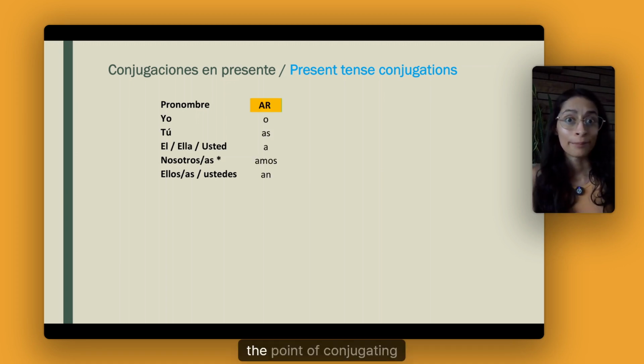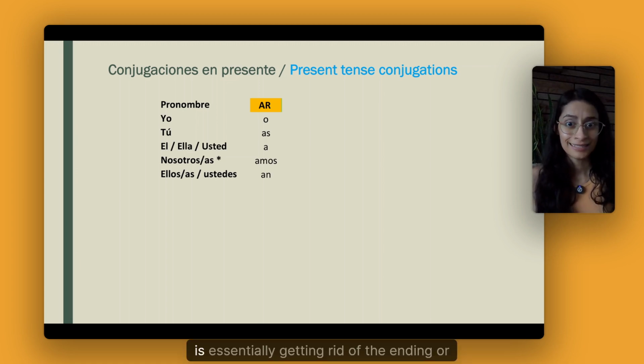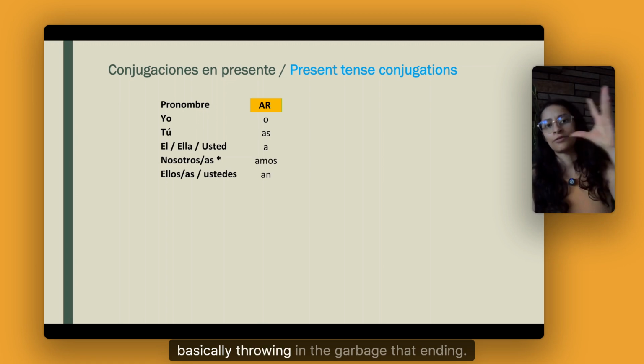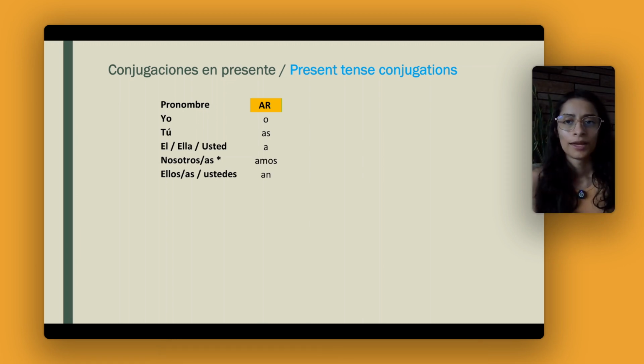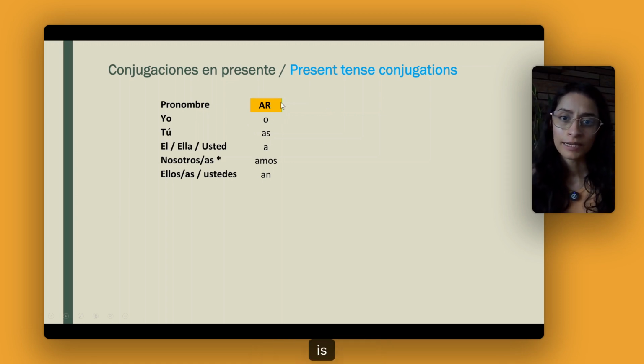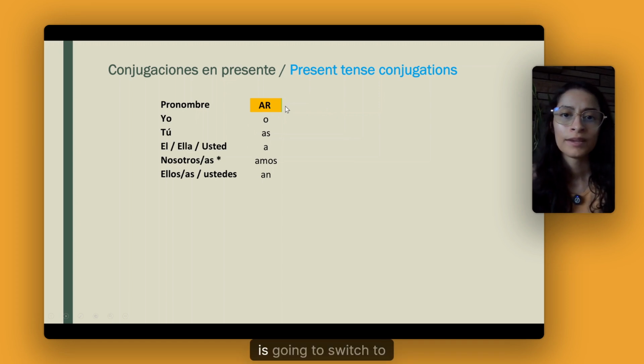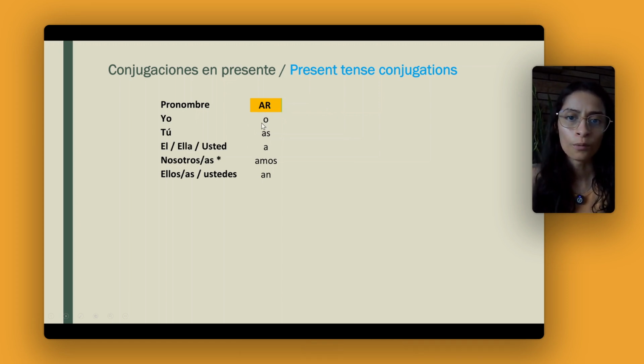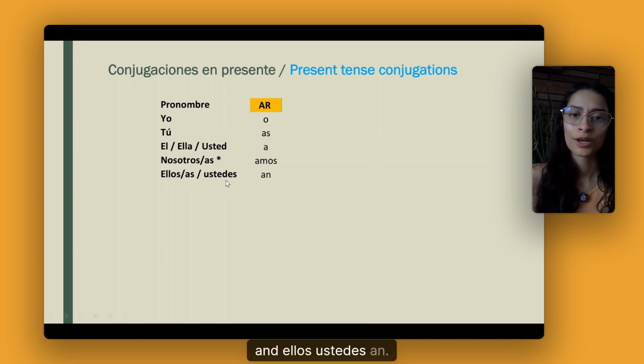So, the point of conjugating is essentially getting rid of the ending, or basically throwing that ending in the garbage. To conjugate, the point of this, as you know, is removing this R. So, yo is going to switch to o. Tú, as. Él, ella, usted, a. Nosotros, nosotras, amos. And ellos, ustedes, an.